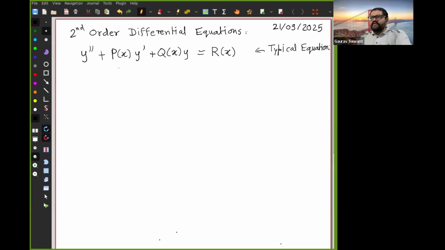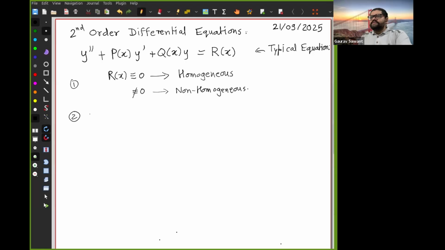Obviously, when r(x) is identically equal to 0, we call these homogeneous equations. And when it is not identically equal to 0, it is a reasonable enough function, it is non-homogeneous. Okay, this is the first thing.